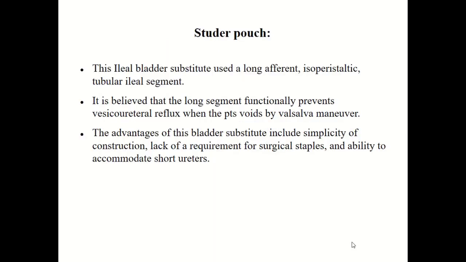Studer pouch. This ileal bladder substitute uses a long afferent isoperistaltic tubular ileal segment. It is believed that the long segment functionally prevents vesicoureteral reflux when the patient voids by the Valsalva maneuver. The advantages of this bladder substitute include the simplicity of the construction, lack of requirement for surgical staples, and ability to accommodate short ureters.